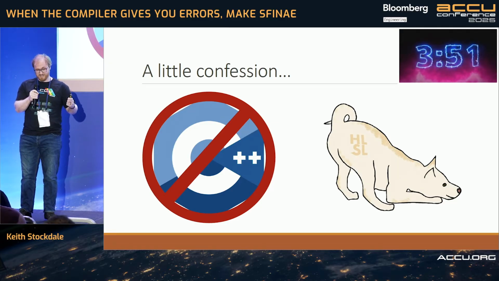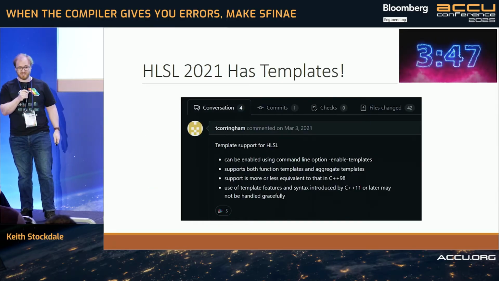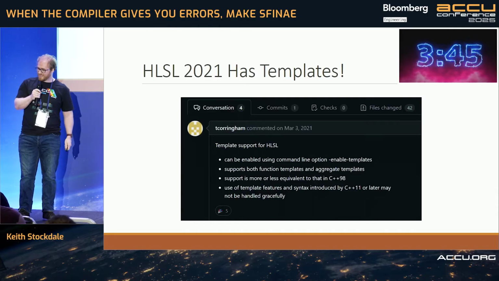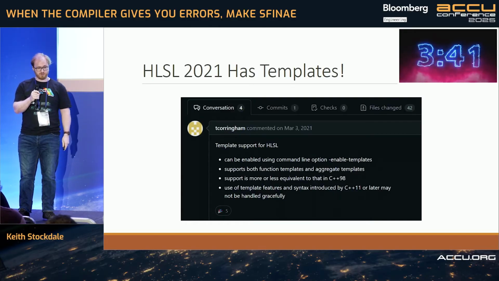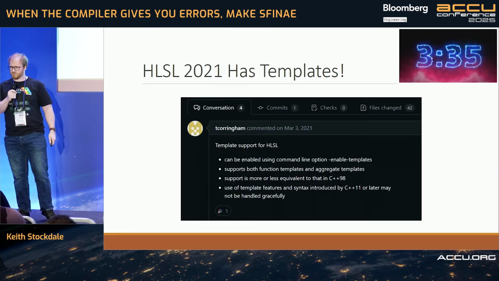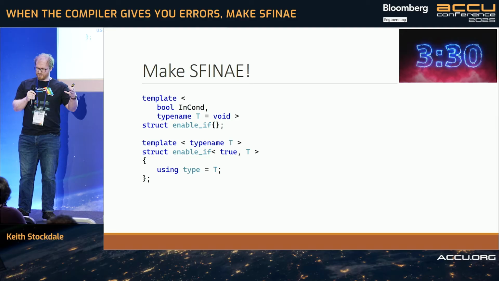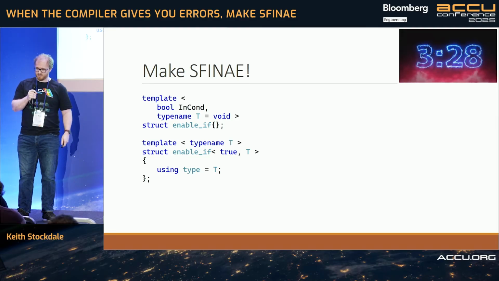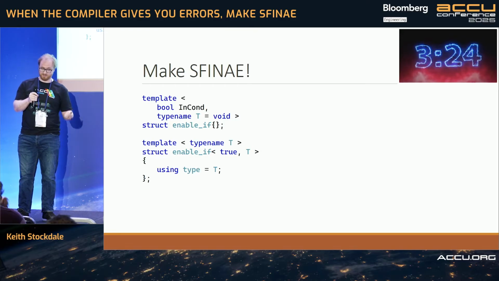And the nice thing is, with HLSL 2021, we got templates, 23 years late, but we got them. And you'll see here in the commit that actually brought the feature to the repository, it says, support is more or less equivalent to C++98. More or less is doing a lot of heavy lifting. So the nice thing about 98 is we can make SFINAE. Now, we don't have a standard library, but we can just make it ourselves.